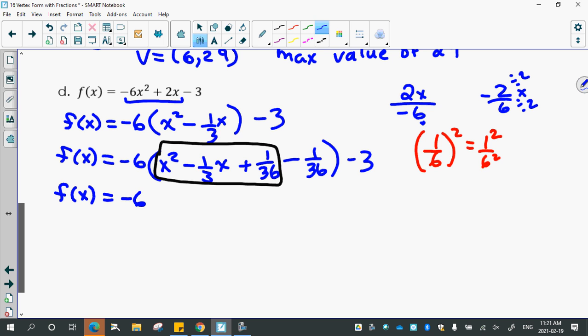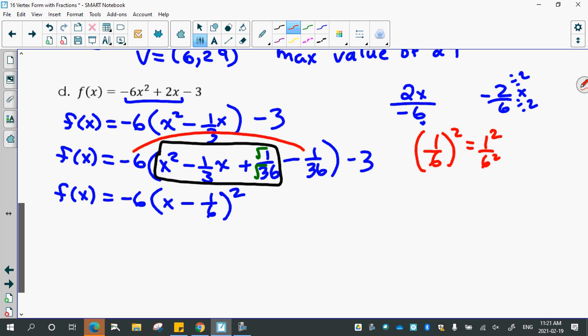So we get -6, x, sign from the middle, square root of 1/36. You can think of as the square root of 1 over the square root of 36. Okay? So what would that be? 1/6? Be okay with that? Being 1/6, squared. Now I have to get that out of the bracket. I have to multiply those together.